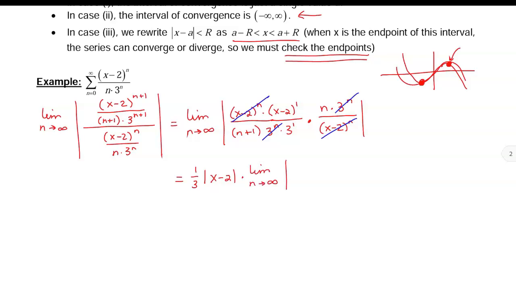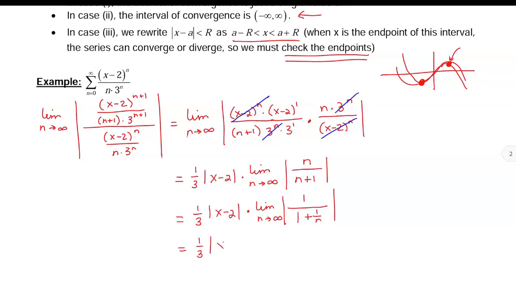What's left inside is an n in the numerator and an n + 1 in the denominator. Do you remember how we would handle that limit? I'll set it up just in case. We would divide top and bottom by n. So we would get 1 over 1 + 1/n. And the limit on that would be 1. So we get 1/3 times the absolute value of x − 2 times 1.